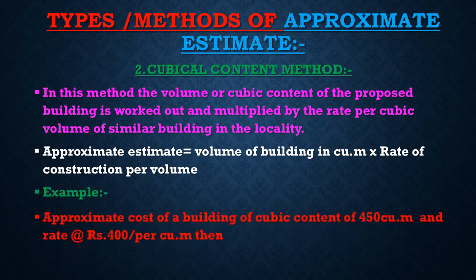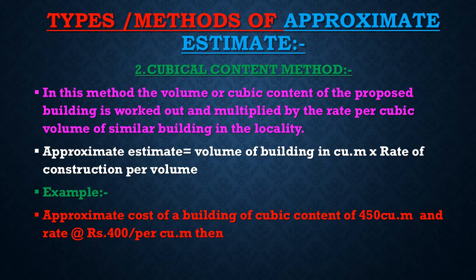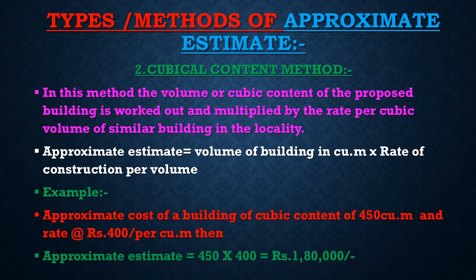Then one example is here. Find the approximate cost of a building of cubic content 450 cubic meter and a rate of about rupees 400 per cubic meter. We know the formula: approximate estimate is equal to volume of building in cubic meter multiplied by the rate of construction per volume. Here volume is 450 cubic meter and rate is 400 per cubic meter. Therefore the approximate estimate is equal to 450 multiplied by 400, which is equal to rupees 1,80,000, the approximate cost of a building by this method.